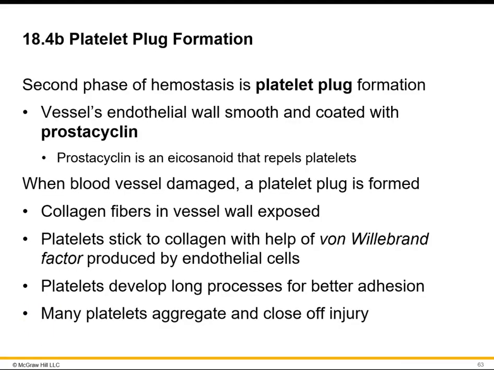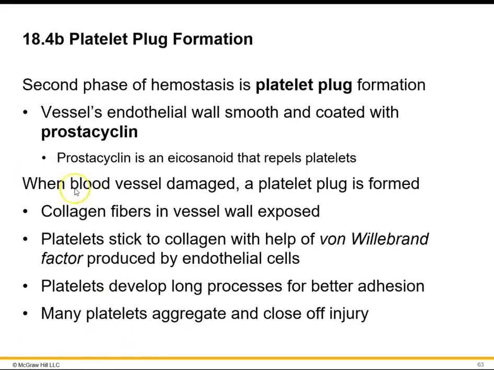Then you've got the second phase of hemostasis, and this is the platelet plug formation. Normally, the vessel's endothelial wall is smooth and it's coated with prostacyclin. Prostacyclin is made by those endothelial cells, and it's an eicosanoid that helps repel platelets. So the platelets normally are not going to stick to endothelial cells.